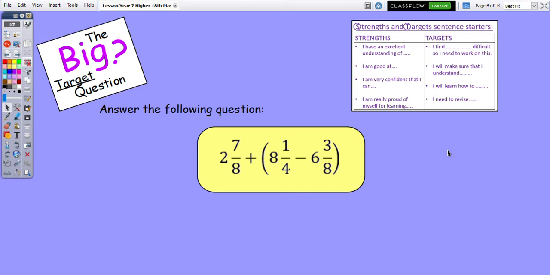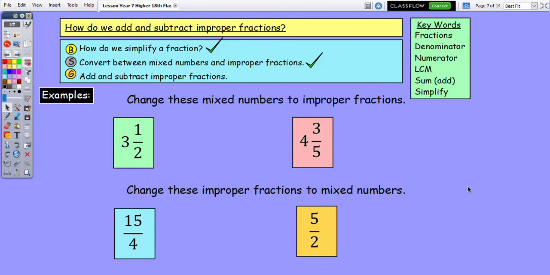For those of you in set 1, you'll know about this. I always do a big target question. That is going to be something that we're going to try and answer at the end. It looks a bit of a nightmare, but it isn't, because I'm just simply adding and subtracting fractions. Hopefully by the end you'll be able to answer that. Obviously I'll go through the answers, but let's go.